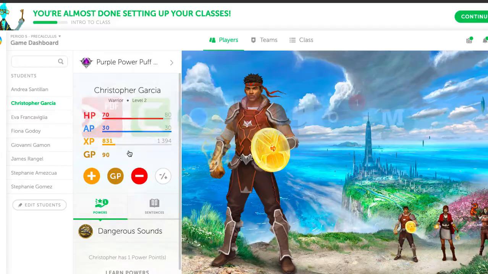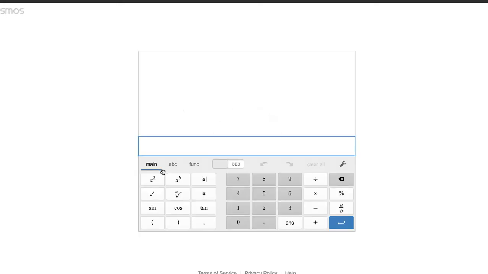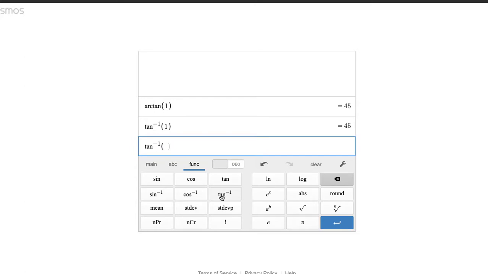Okay, I'm going over to a calculator now. If I open this up and click on my calculator, desmos.com/scientific, let's type this in. If I type in arctan of 1 and hit enter, I get 45. If I type in tan to the power of negative 1 of 1, I also get 45. I can also come in here to the function and type in tan to the negative 1 of 1 and get 45. The key thing here is I am in degrees.